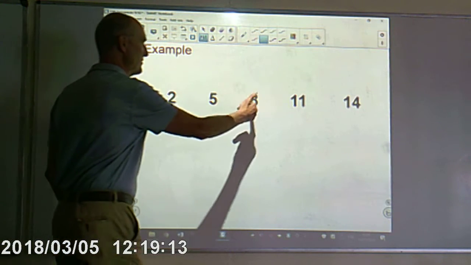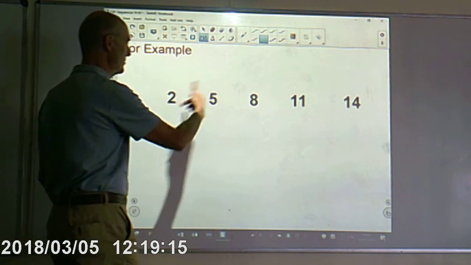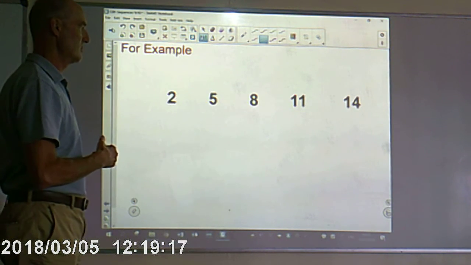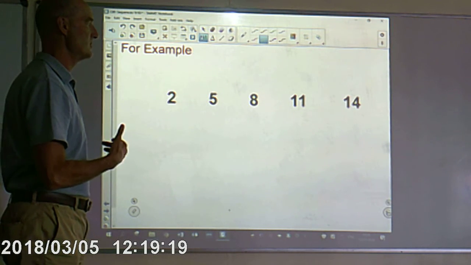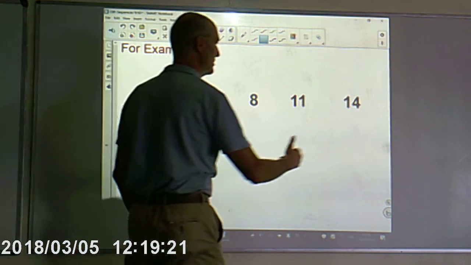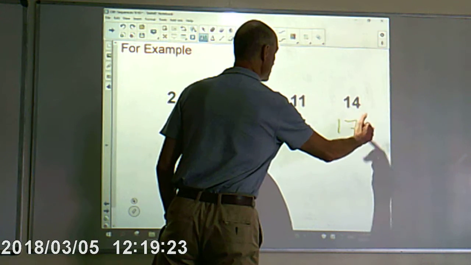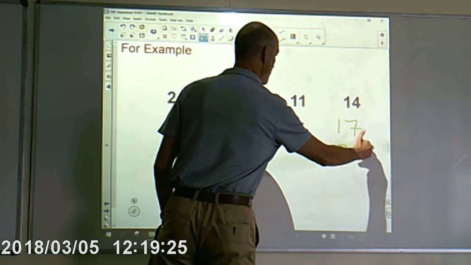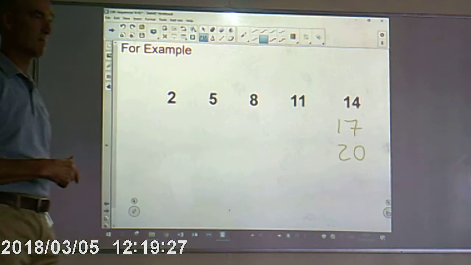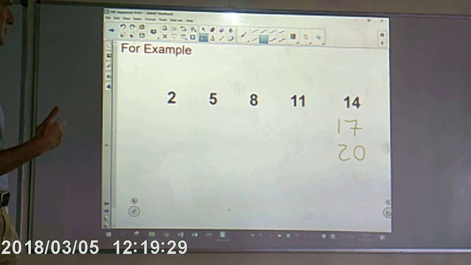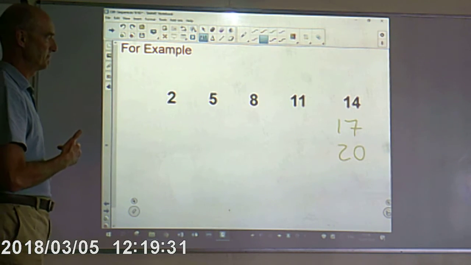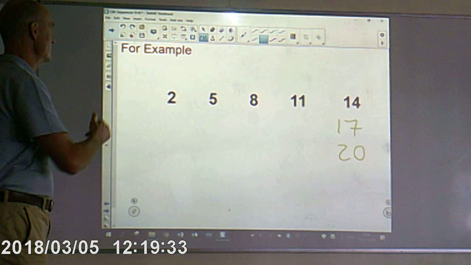First term, second term, third term, fourth term, fifth term. What are we increasing by each time here? We're increasing by 3 each time. So our next 2 terms would be 17 and then 20. We're increasing by the same number each time, by 3 each time. An arithmetic sequence.